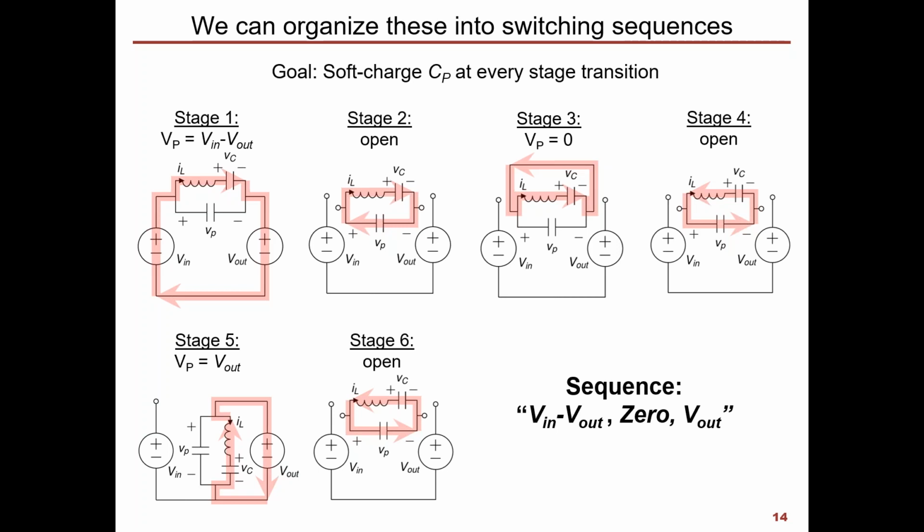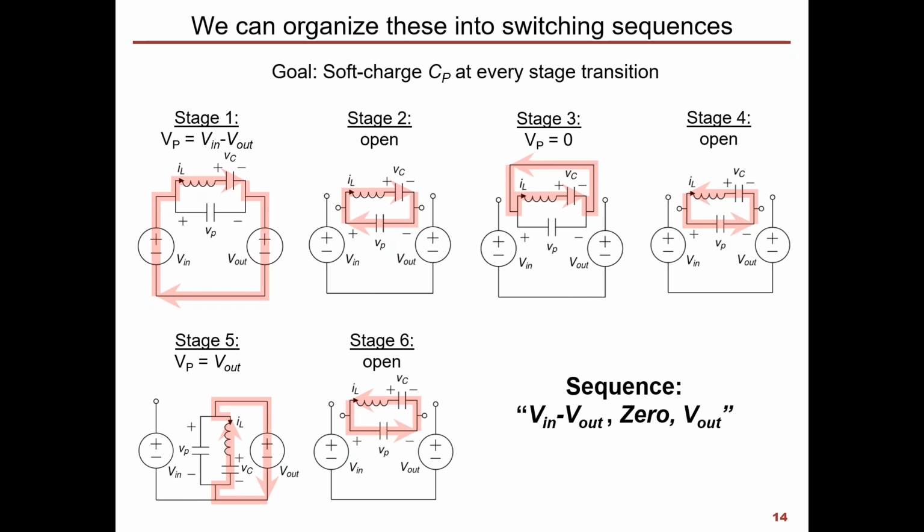And so in stage 2, with an open stage, because IL is still positive, it allows us to discharge CP all the way down to 0 in time for stage 3, at which point VP equals 0. So during stage 3, we'll allow those states to exchange energy. And at some point, when IL becomes negative, we might start then stage 4. With a negative IL now, we're able to charge CP all the way back up to Vout, at which point we will begin the 5th stage.